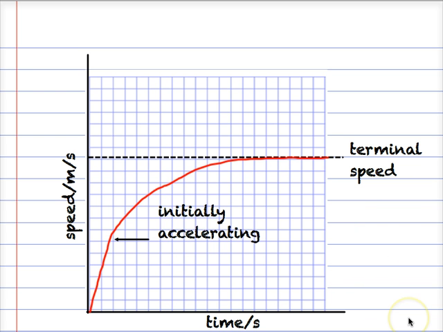If we were to look at a speed time graph of an object falling through air, it would look something like this. Initially, the object is accelerating, and that's shown by this section of the graph. The graph is increasing at a steady rate, so the speed is changing with time, which is an acceleration. But we can see that the slope gradually gets less and less. The slope is reducing, and eventually the slope is zero. The slope is the change in speed over time, which is the acceleration. So here we have no acceleration. We've reached terminal speed. The object is not speeding up or slowing down.